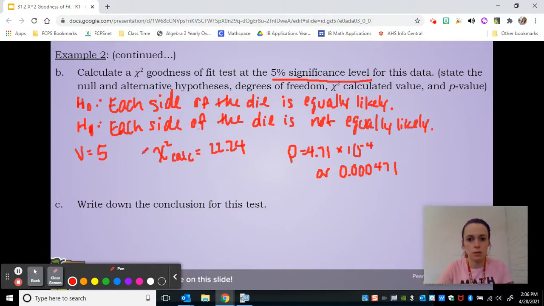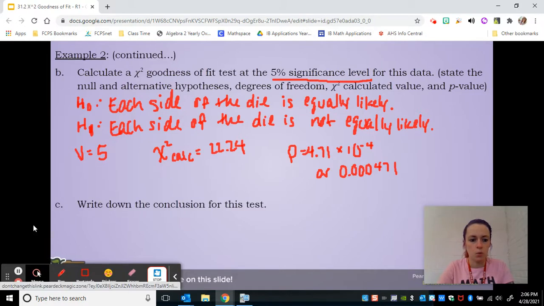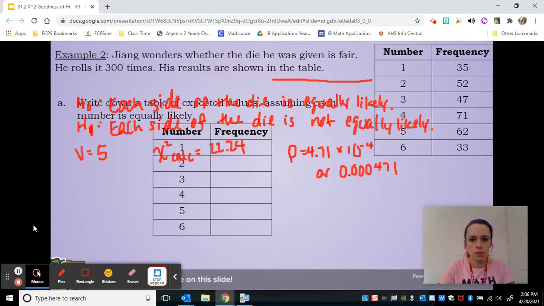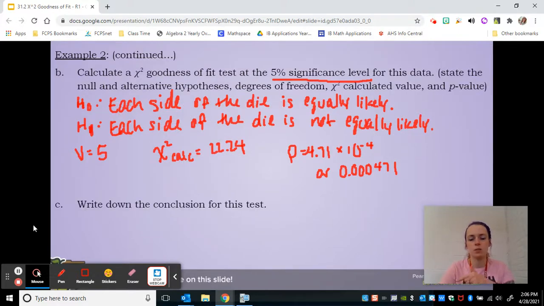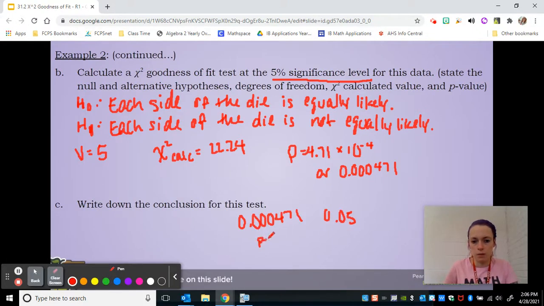So writing down my conclusion for the test, if you noticed in this problem, whether it's on this page where they do give us the significance level or the previous page, they don't give us a critical value. So that means I have to use the p-value and the significance level to compare. So I'm looking at my p-value and my significance level.